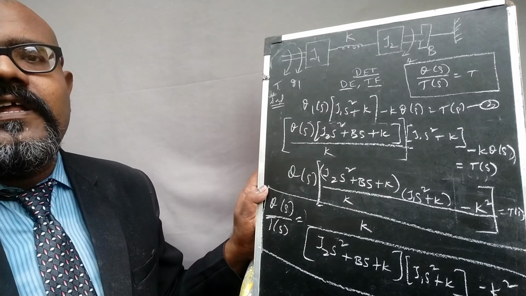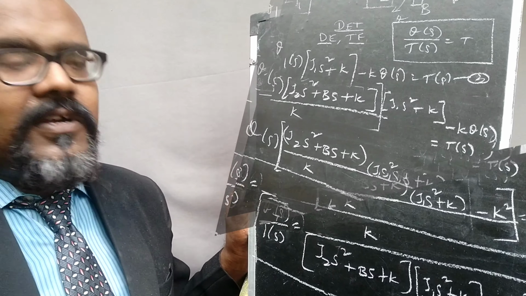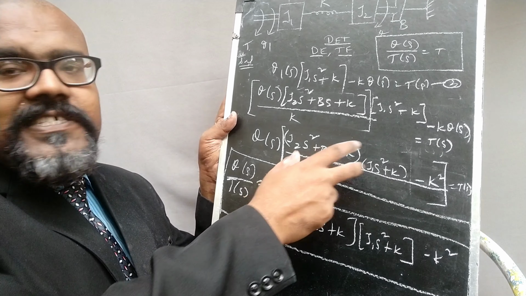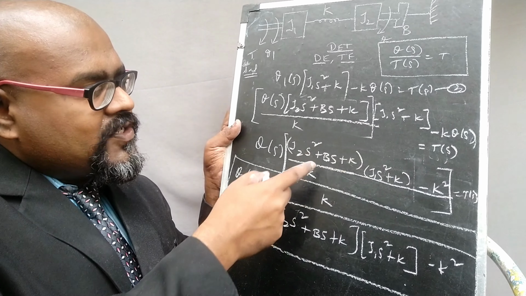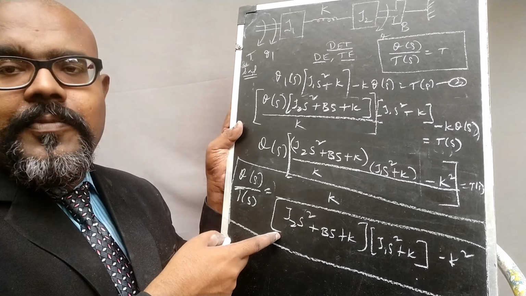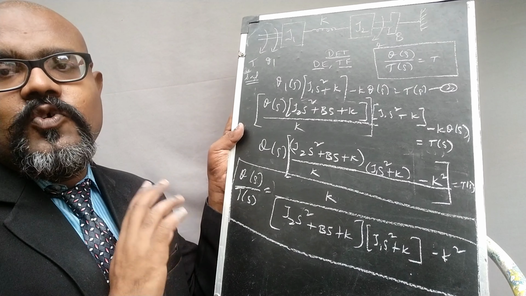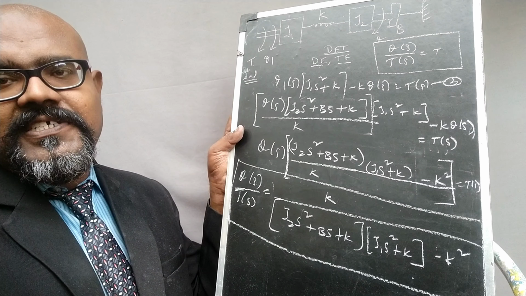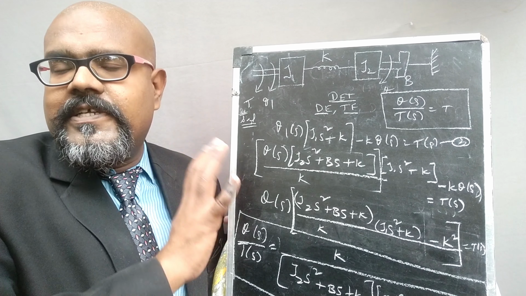Hope you understand. This is the final transfer function we got. The transfer function theta of s divided by T of s is what we needed to calculate. So I just shifted the term to the right hand side, that is, the numerator goes to the denominator and the denominator goes to the numerator. Then I got the final equation. This is the equation you require for determining the transfer function. So this is the step you need to follow.